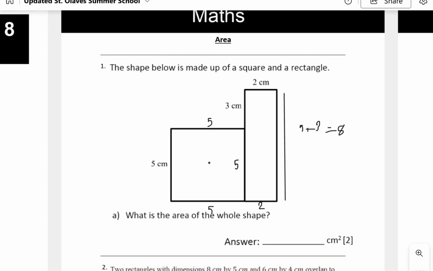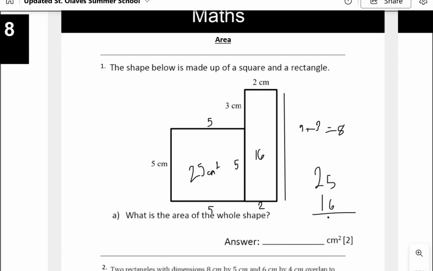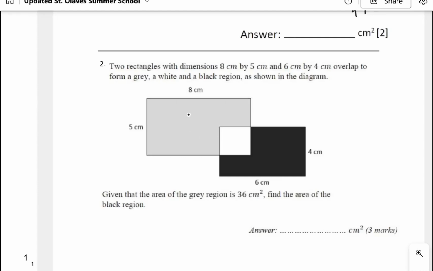So using that, we can figure out that this is 25. So the square is equal to 5 times 5, which is equal to 25 centimeters squared. And then we can use that to know 8 times 2 is 16 centimeters squared. How do I find the whole area? We do 25 plus 16, which is equal to 41. And that's the answer.